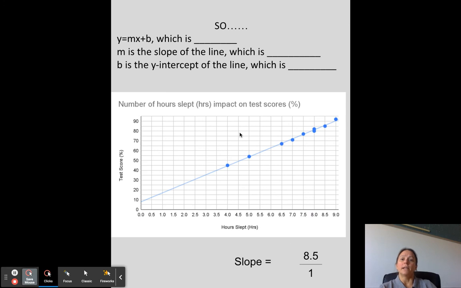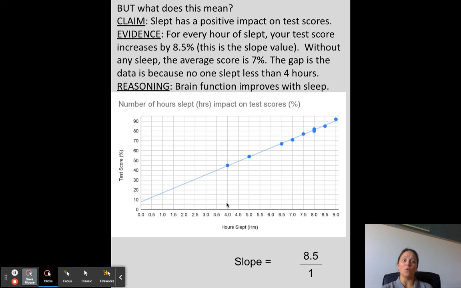So putting it all together, I just said that. Our slope is 8.5, and that means my y-intercept is 7. But what does that mean? What is that saying? What can I say about this data set? And so what claim is this data making? Well, the claim is that sleep has a positive impact on test scores, right? That's the claim I'm making. What evidence do I have to support that claim?